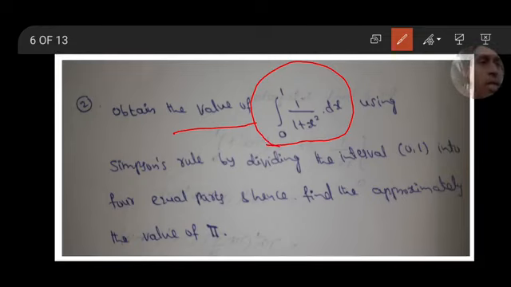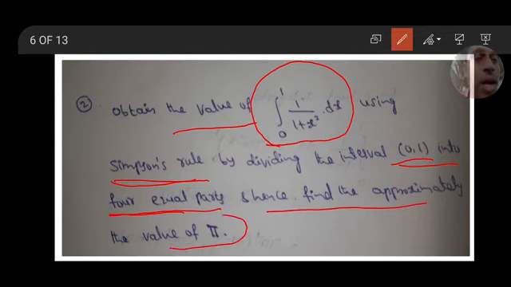Second problem: obtain the value of the integral from 0 to 1 of 1 by 1 plus x square dx using Simpson's rule, by dividing the interval 0 comma 1 into 4 equal parts. Already it is given, you have to use Simpson's rule and divide 0 comma 1 into 4 equal parts, hence find the approximate value of pi.